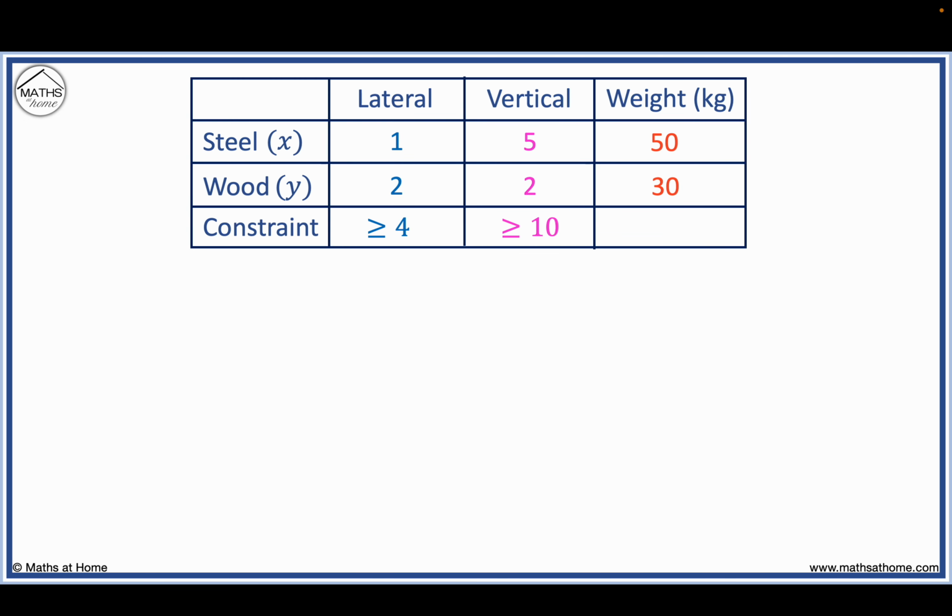We will make the constraint equations 1x plus 2y is greater than or equal to 4 and 5x plus 2y is greater than or equal to 10. The objective function is the weight which we wish to minimize. It is 50x plus 30y.